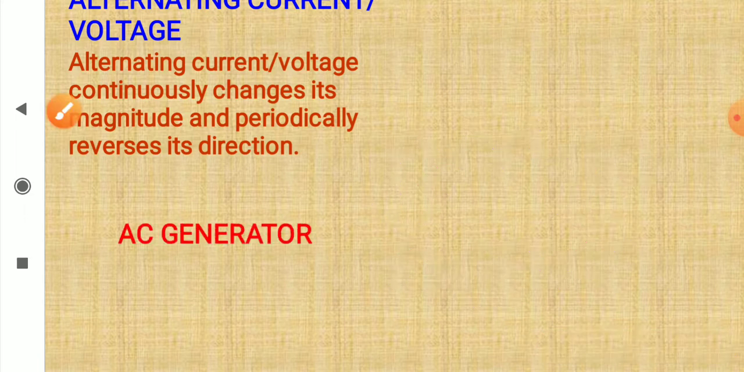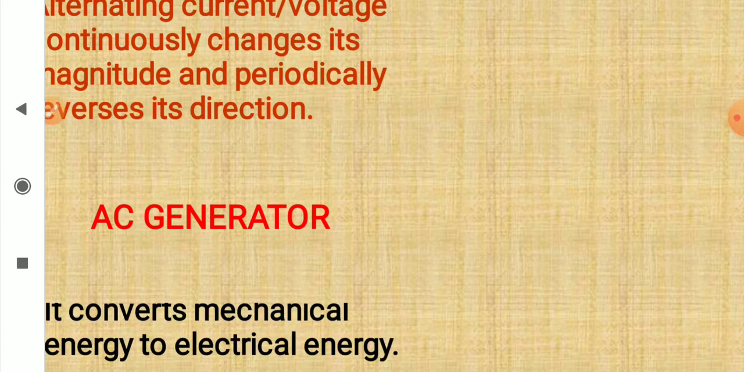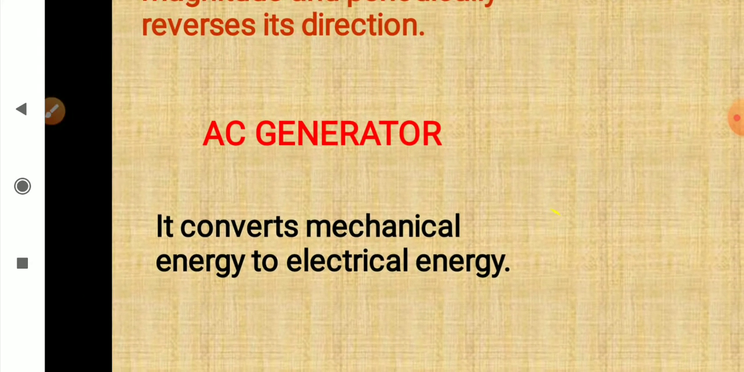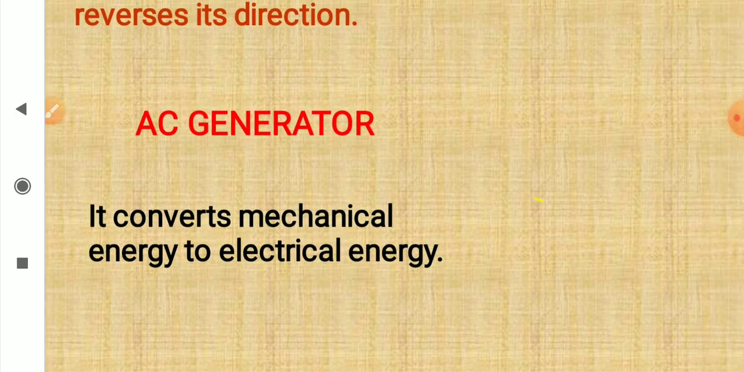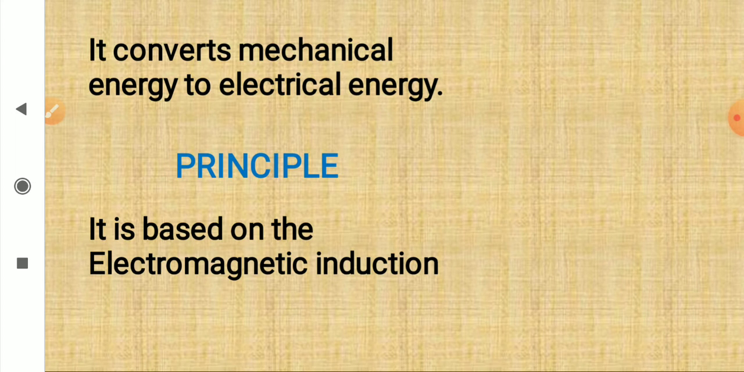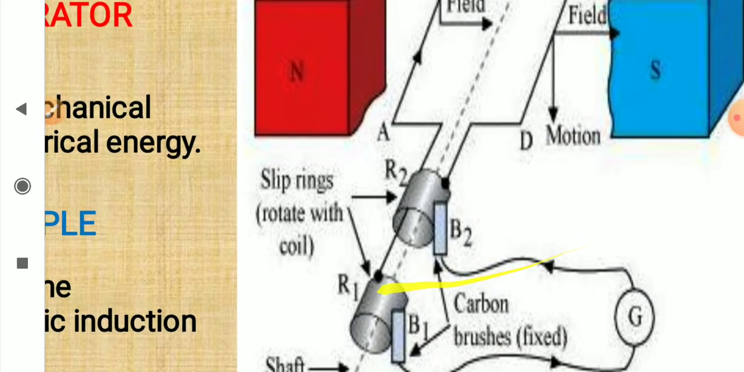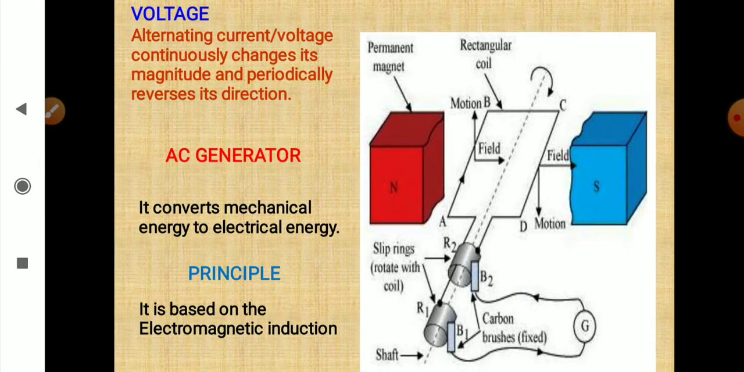So now, how to produce it? To produce alternating current or voltage, we require an AC generator. And an AC generator converts mechanical energy to electrical energy. Now, the principle: this AC generator is based on electromagnetic induction. And you know what electromagnetic induction is? So, let us look at the construction of an AC generator.